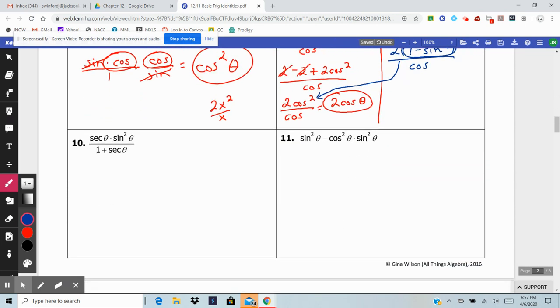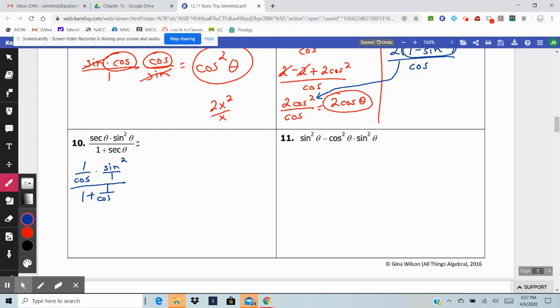Okay, next up again, I've got some secants. I don't like working with secants, so what I'm going to do is everywhere I have a secant, I'm going to replace it with 1 over cosine because that's its reciprocal. So I've got 1 over cosine times sine squared, and I'm just going to put that over 1 divided by 1 plus 1 over cosine. Now this one's going to be a little bit tougher. Be a pretty tough problem.